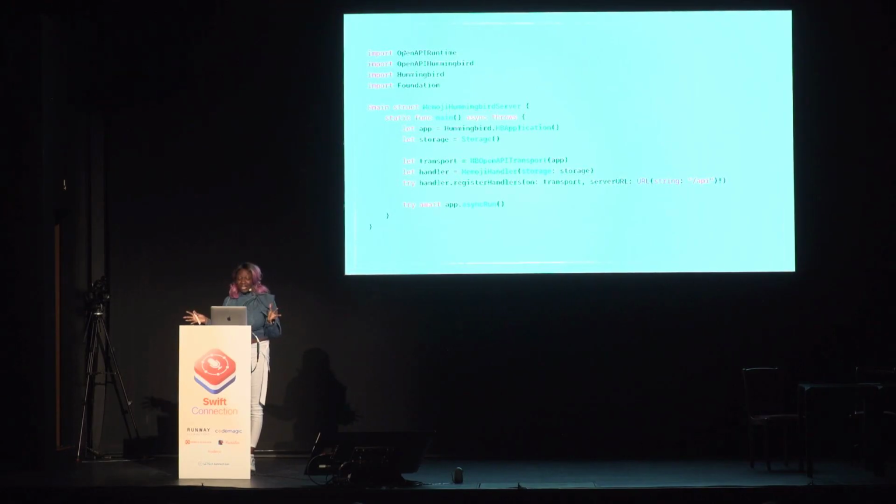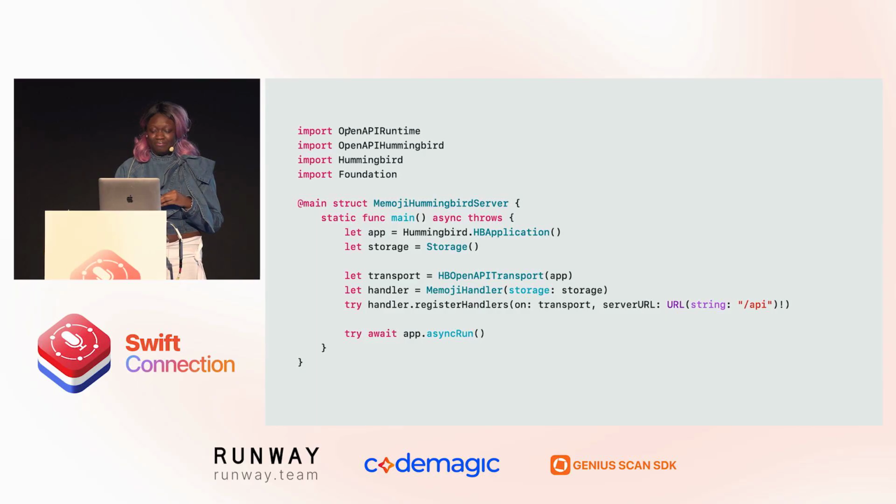In my main function, I created a new Hummingbird application, which I then used to create an OpenAPI transport. Then I created my handler type, which I've named Memoji handler, and that conforms to the generated Swift protocol. This type will ensure that all of my API operations match my OpenAPI document. In the next line, I use the generated register handlers function to configure and set up the Hummingbird server, and this routes all the documented API endpoints to the functions provided by my handler type.